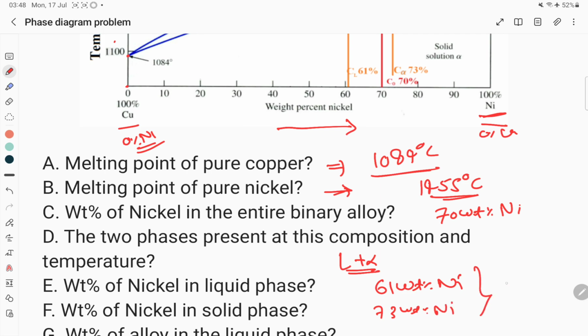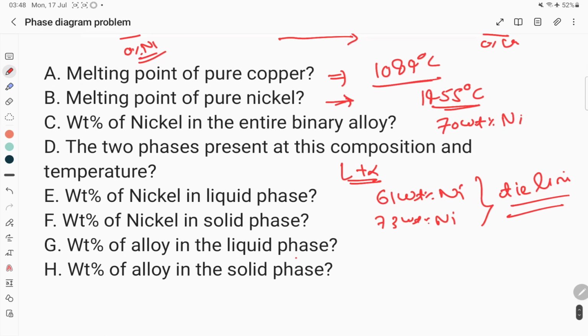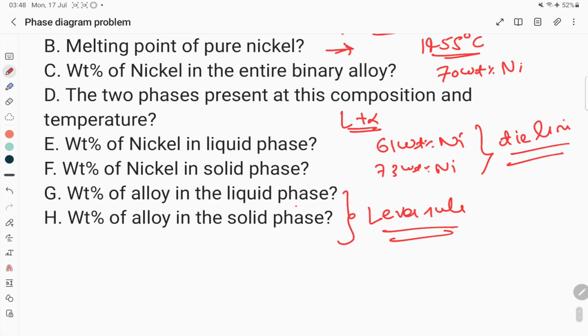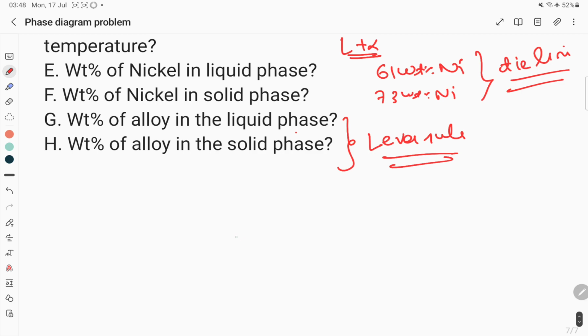These things can be determined using the tie line. Now the next question is the weight percent of the alloy in the liquid phase and the solid phase. For these you have to apply the lever rule. Here this is given as 61, this is given as 73, and this is the overall composition, which is 70. Here we are talking in terms of nickel weight percent.